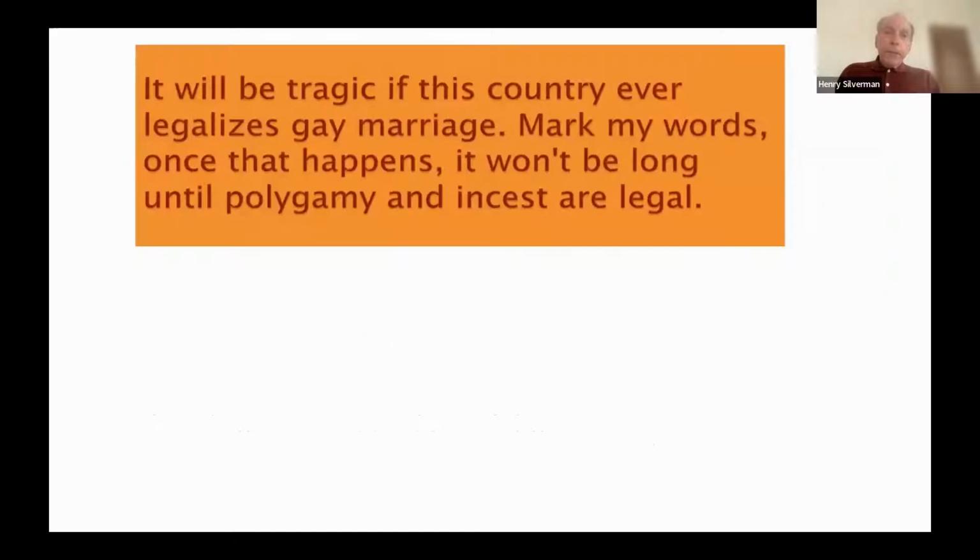Okay, so again, essentially, it will be tragic if this country ever legalizes gay marriage. Mark my words, once that happens, it won't be long until polygamy and incest are legal, right? So polygamy and incest are considered not good things, and the arguer is trying to argue against gay marriage by saying gay marriage will lead to all these terrible things. But there's no evidence that that will happen whatsoever.